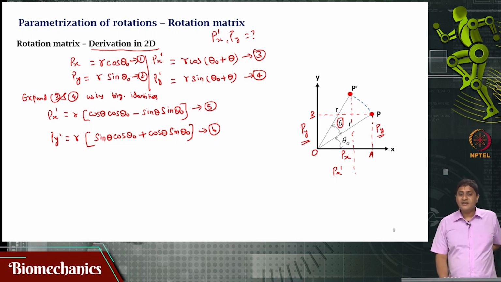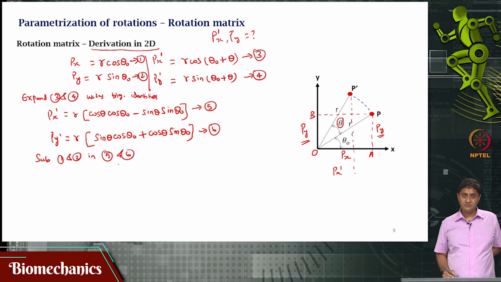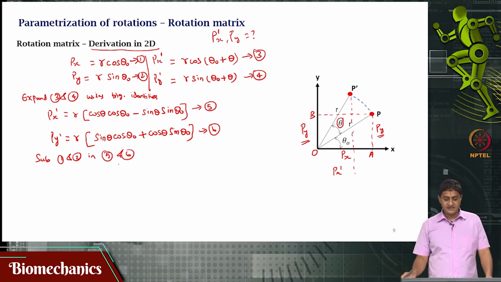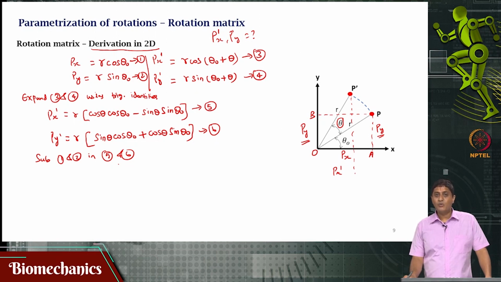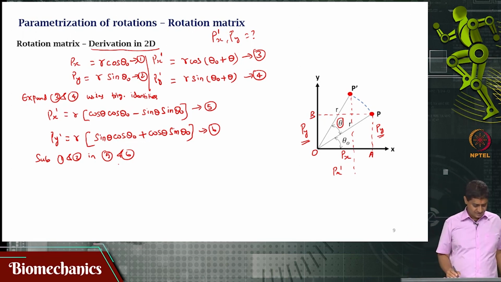Now I can substitute the data from 1 and 2 in 5 and 6, because wherever r cos theta naught comes, I can say that is Px, and wherever r sin theta naught comes, I can say it is Py. I can say that because r sin theta naught is Py, and r cos theta naught is Px. How do I know that? That is the original description. I know this.